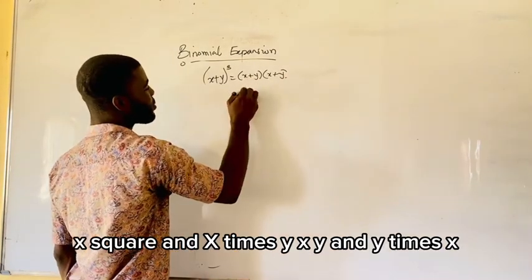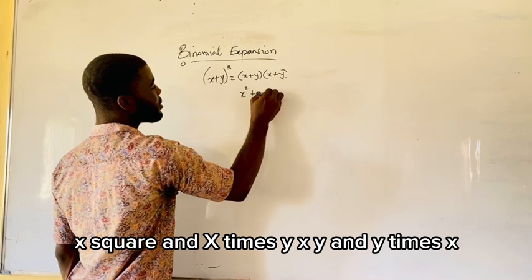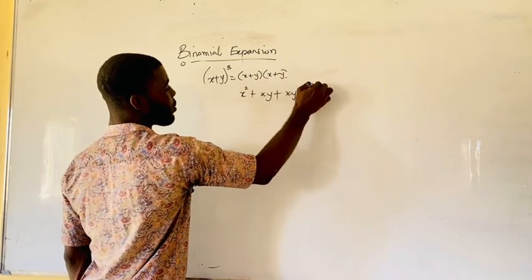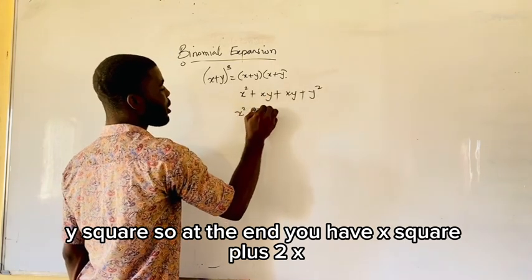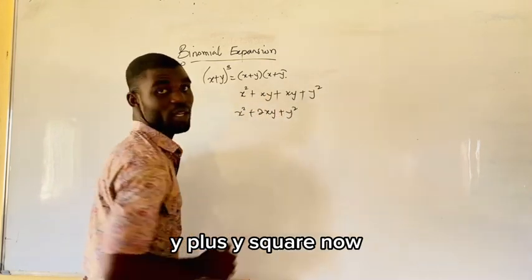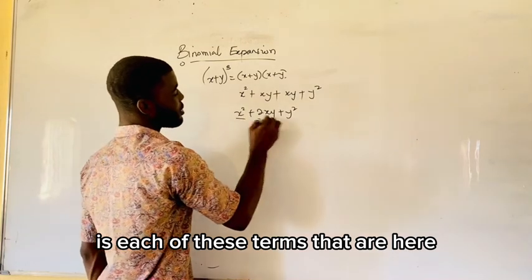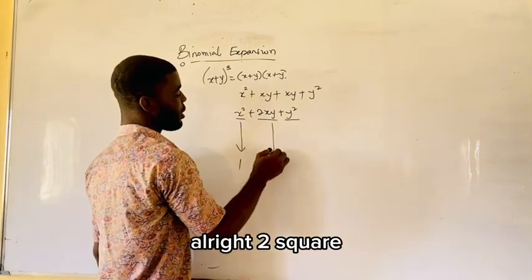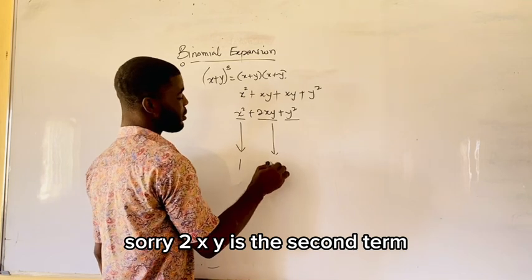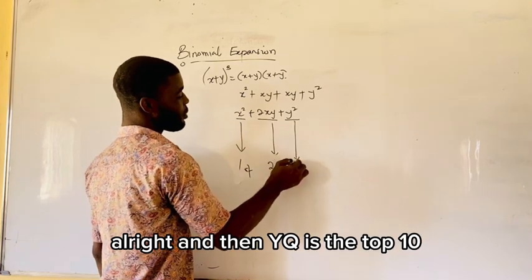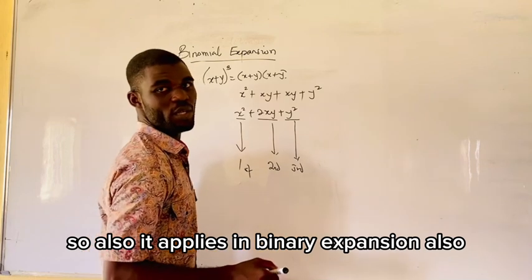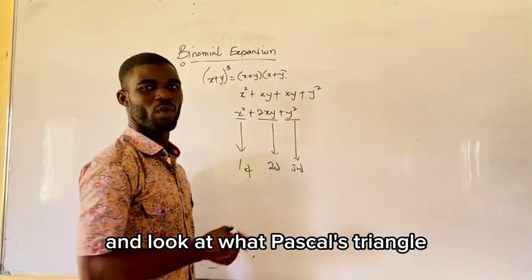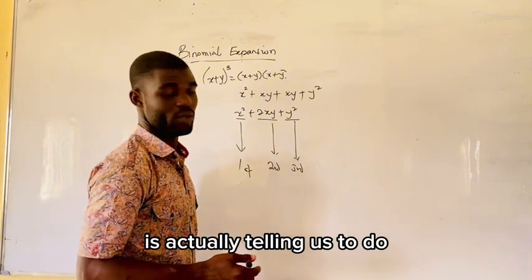X times x, x squared, and x times y, xy, and y times x, still xy, and y times y, y squared. So at the end you have x squared plus 2xy plus y squared. Now what we call a term is each of these things that are here. Alright, so x squared is first term, alright, 2xy is the second term, alright, and then y squared is the third term. So it applies in binomial expansion also. So now let's take a standard question and look at what Pascal's triangle is actually telling us to do.